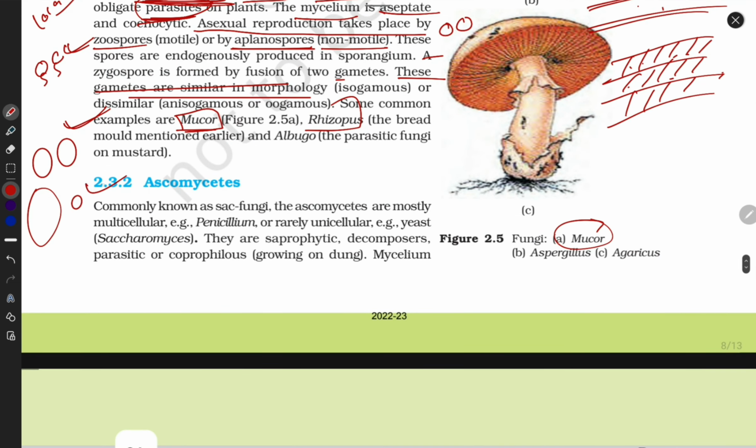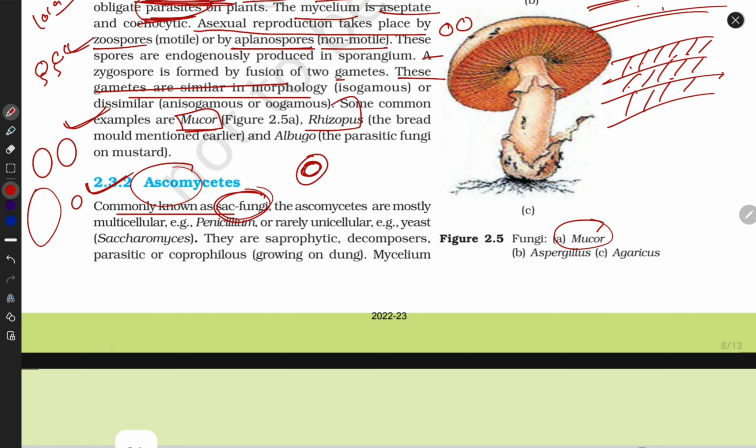Now the next class is Ascomycetes, because they make asci, and asci make ascospores. They are commonly known as sac fungi. You have to remember this common name.